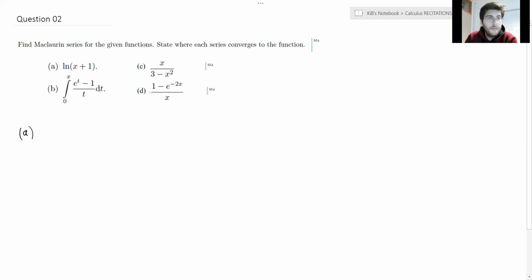Okay, part A. Let's try to understand part A. We try to find the Maclaurin series for ln(x plus 1). The similar idea: start with a very well-known prototype series. For instance, start with this one. We already know that this function can be represented by this series, x to the n, but not for all x, with some restriction here. So we start with this one and try to manipulate it. We modify it as follows.